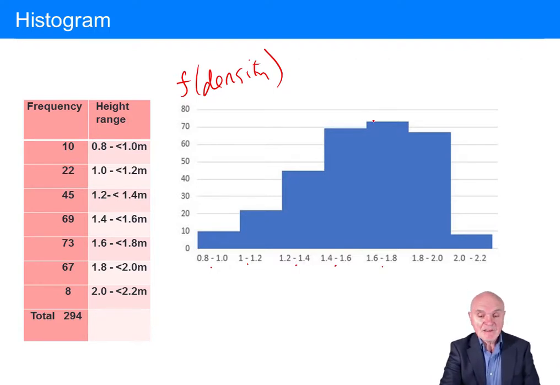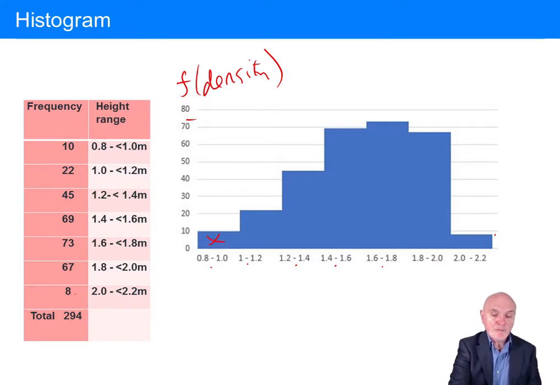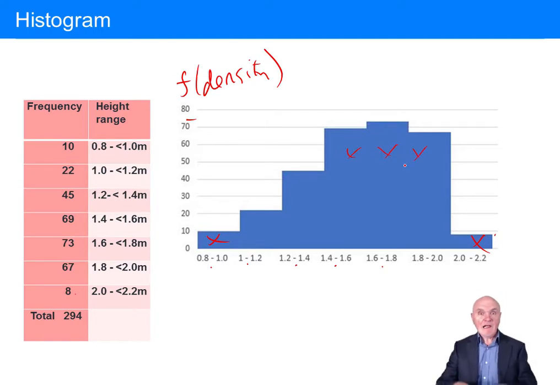So we see here the highest one is obviously coming in at about 73, and these are the people who are 1.6 to 1.8 meters tall. Down here we've got a little bit less than 10, which looks like 8, and these are the people who are 2 to 2.2 meters tall. And again, it's giving us quite an interesting picture here. We see that there are relatively few people at the extreme ranges of height, but in the middle here, there's a great cluster of people who you might say are kind of average height or kind of around the middle of the range and so on.